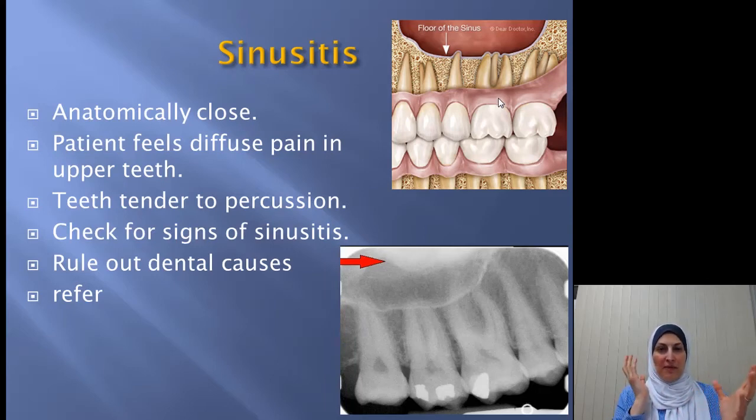And when you examine the teeth, you see everything is okay. There's no caries, nothing. When you do a percussion test, it is painful, and all of the teeth are tender to percussion. So this indicates maybe there is something not related to the teeth. To double check, you took a periapical radiograph, and here you go. There's nothing. There is no caries, no bone loss. So this rules out that the cause is dental.